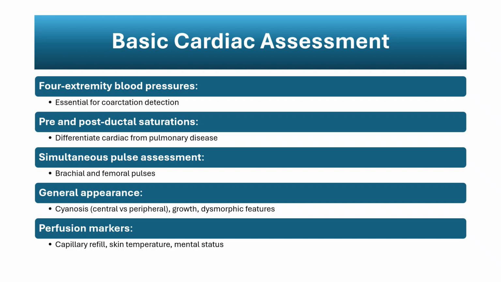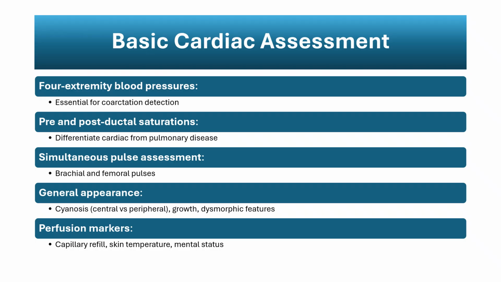If oxygen saturation in the right hand, which reflects preductal blood, is significantly higher than in the foot, this points toward a right-to-left shunt at the ductal level. Equal saturations that remain low despite oxygen suggest a primary lung problem.